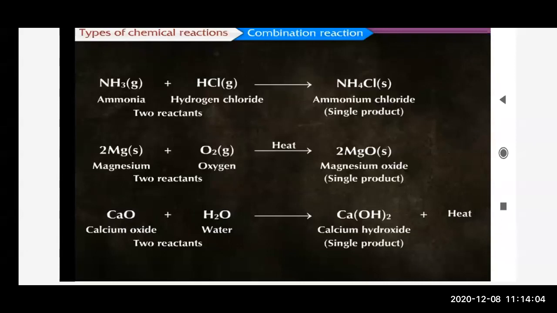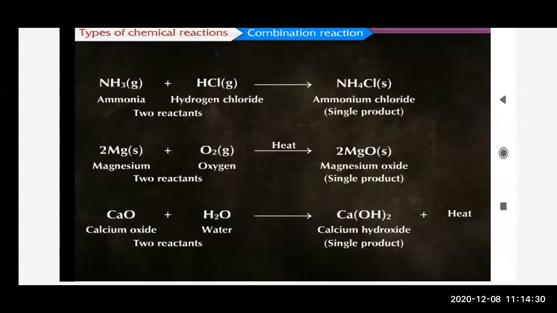The reaction taking place is the second one: magnesium is burnt in the presence of oxygen to form magnesium oxide. In this reaction, magnesium oxide is formed as a single product by the combination of magnesium and oxygen. So here also there were two reactants and one product. This was the second activity and the second reaction.